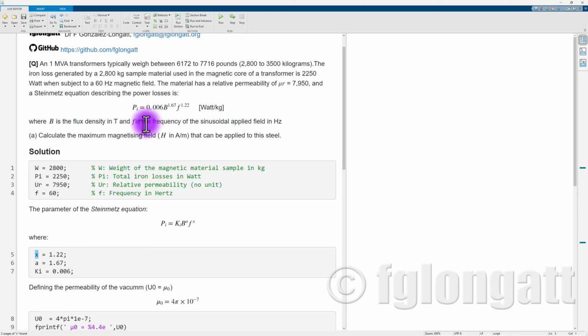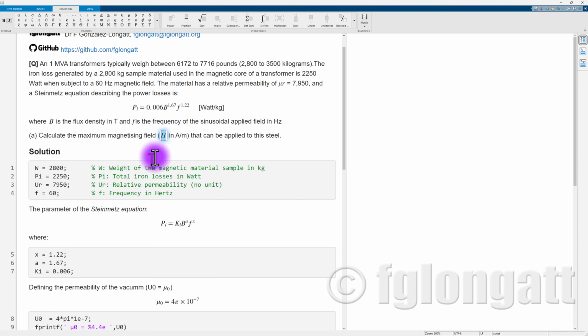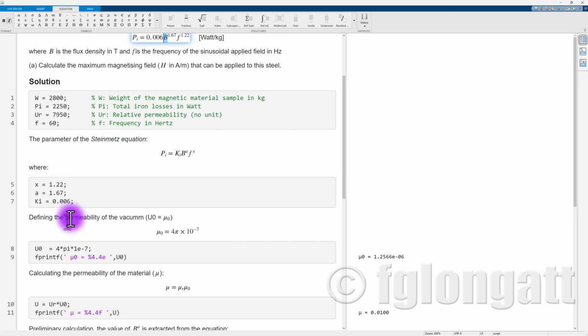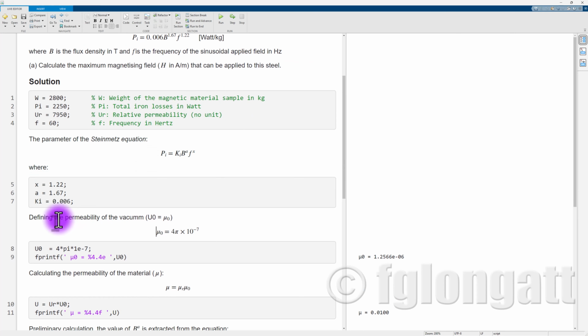So again, the situation here to obtain the magnetic field strength, well, we need the permeability of the material, but also more important, we need the magnetic flux density. So the first step here is we want to define the permeability of the vacuum. And all my students must remember from the classes, the permeability of the vacuum is a constant and the numerical value is 4 pi exponent minus 7.